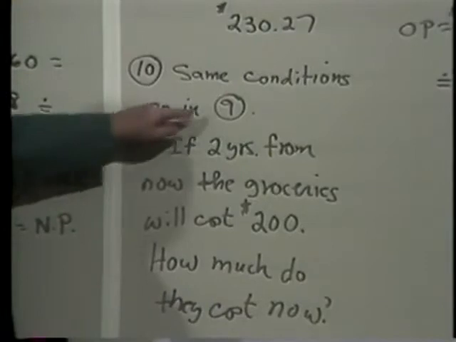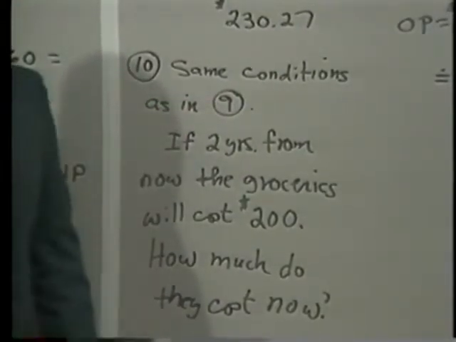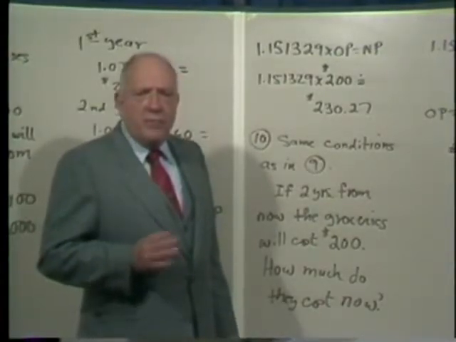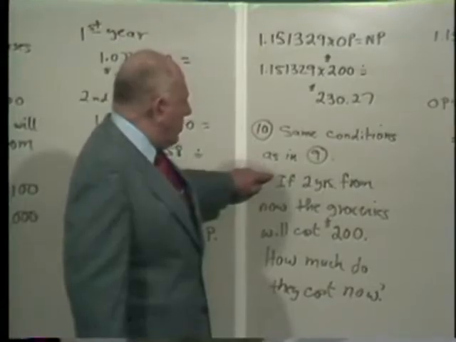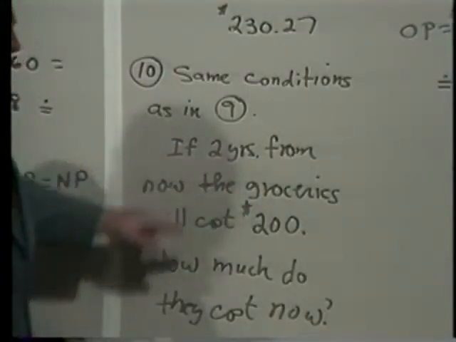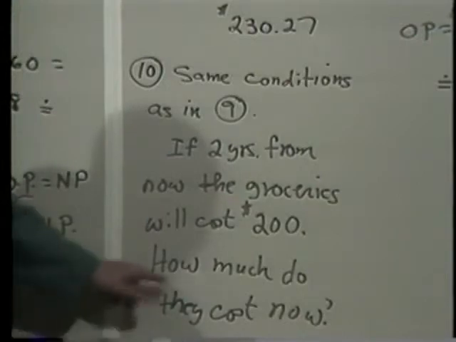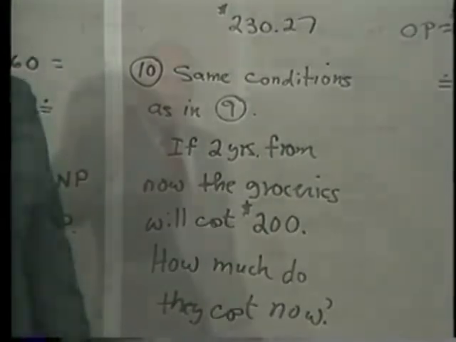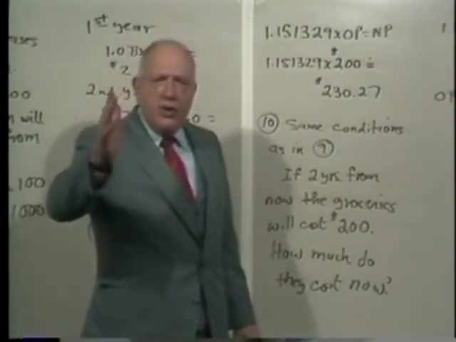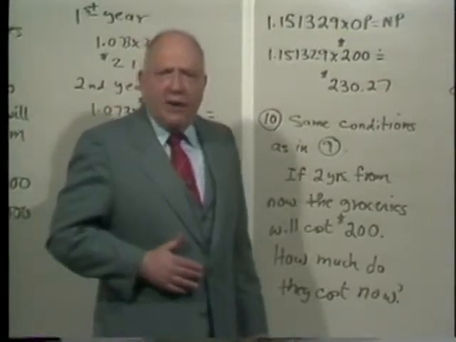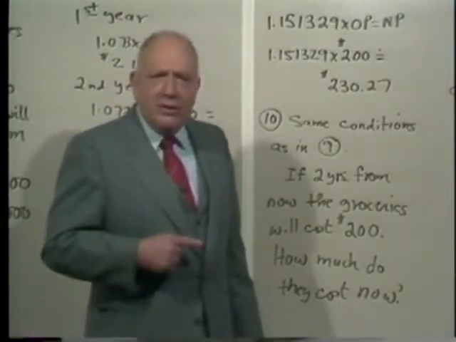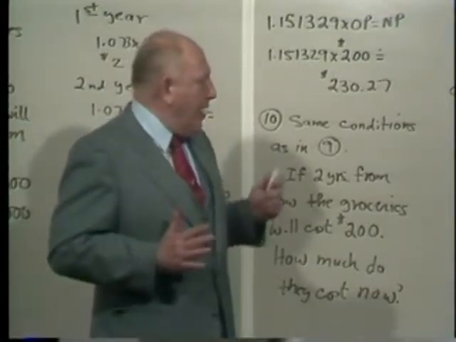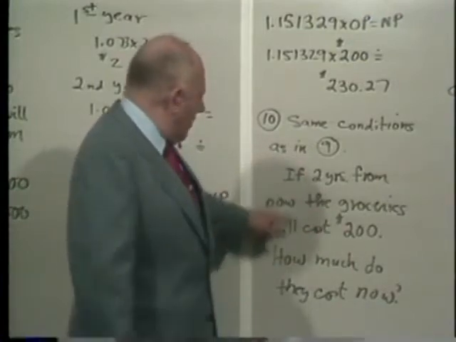See, under the same conditions as in the previous problem, well, what were the conditions in the previous column? The cost of the groceries is going up 7.3% every year. So now the problem is worded in reverse. It says if 2 years from now the groceries will cost $200, how much will they cost now? In other words, in terms of the future, looking ahead to the future, if something is going to cost you $200 2 years down the road, what can you get it for right now? See, maybe it's better to buy it now than to wait until the future. See, that's basically how estate planning goes, as I'll mention in a few minutes. But let's just solve this problem first.